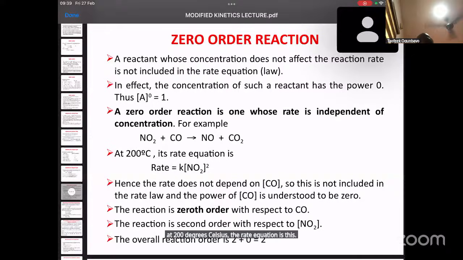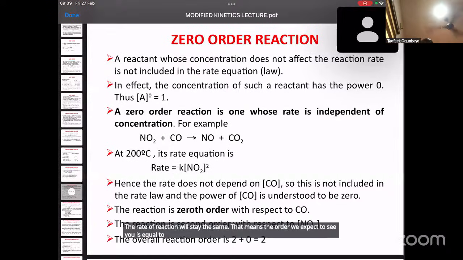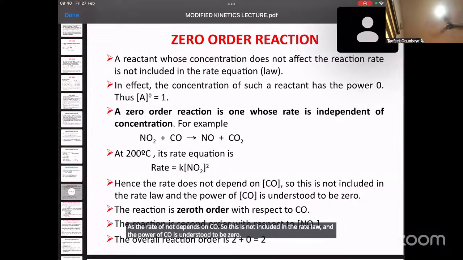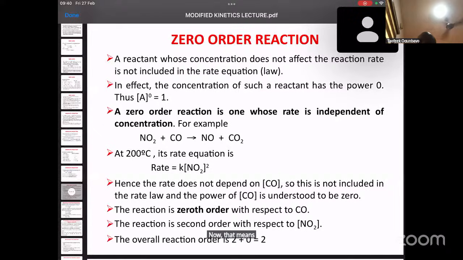Now, what this is saying is that, at that 200 degrees Celsius, it doesn't matter what you do to the concentration of CO, the rate of reaction will stay the same. That means the order with respect to CO is equal to 0. And that's why CO is completely missing in that rate law. Hence, the rate does not depend on CO. So this is not included in the rate law, and the power of CO is understood to be 0. Now, that means this reaction is 0th order with respect to CO.